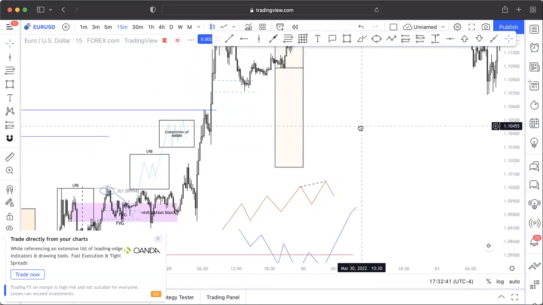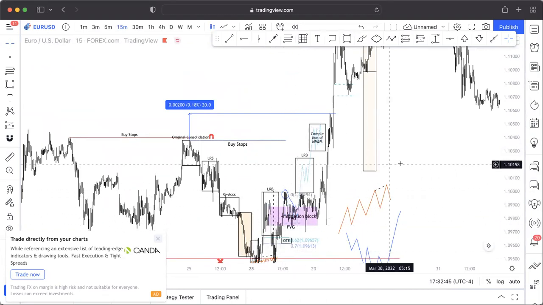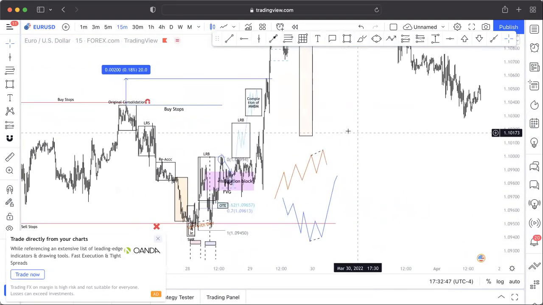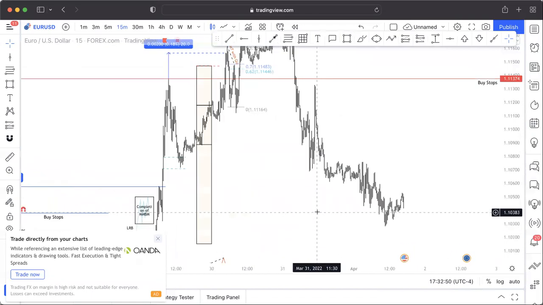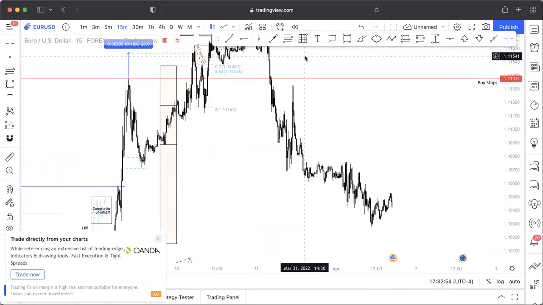Like last week, we also had really good trades. We had a bunch of good trades previously, but this week was kind of slow, probably because of the NFP, but next week hopefully it's going to get better.